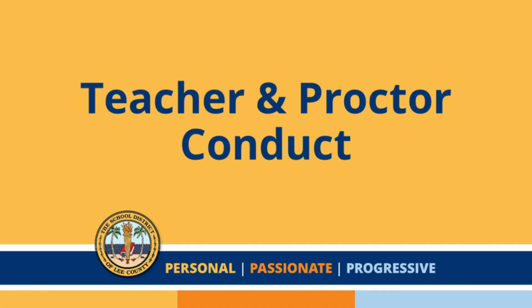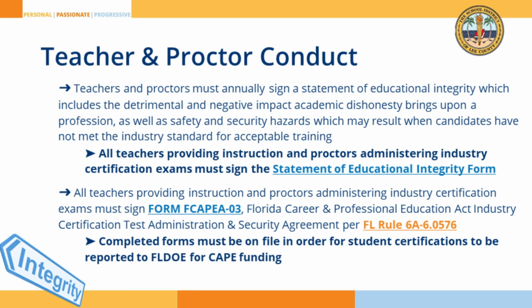Teacher and proctor conduct. Every year you will have to take this training. Even if you've done it in years past, you will also have to retake the Policies and Procedures quiz, as well as signing a couple of forms for us. The two forms that we require this year are the Statement of Educational Integrity form and the form FCAPE-03. Both of these forms are intended to make sure that you understand and acknowledge the importance of integrity of the test environment and are aware of the consequences if your behavior is questionable or if the integrity is disrupted.